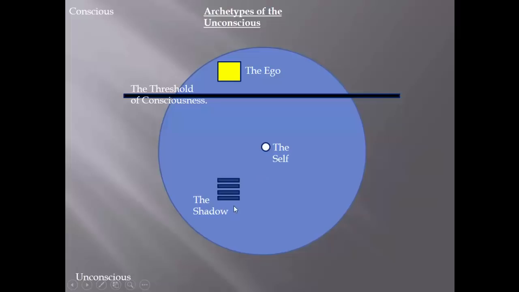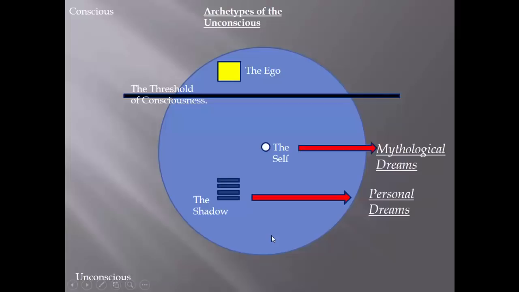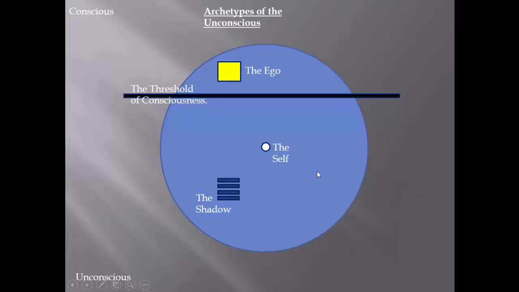Over on this side, we have the shadow, and the shadow is represented by these lines because there are different levels to the shadow archetype. As we explore deeper and deeper into the unconscious, we will uncover different layers or different levels of the unconscious. That's to say, the suppressed feelings, emotions. A person may confront their shadow archetype on one level, but then be forced to confront it again on another level. And finally, we can separate these out into mythological dreams and personal dreams. So this is really where these two types of dreams originate, from the shadow and the self.